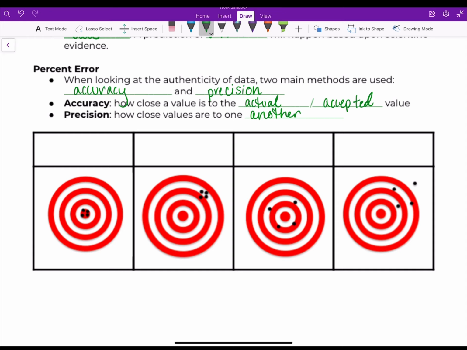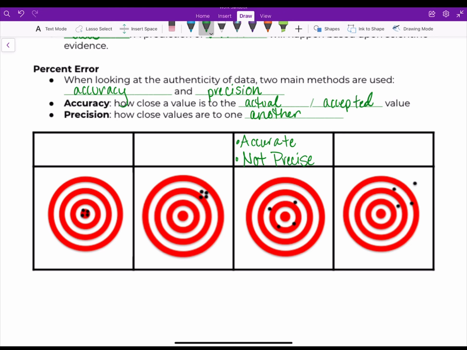So let's start labeling some of these targets. If we get very close to the bullseye, we are being accurate. So this target here is accurate, but our values are not close together, so we are not precise. We're accurate because these are very close to the center, but they're not close to each other, so they're not precise.